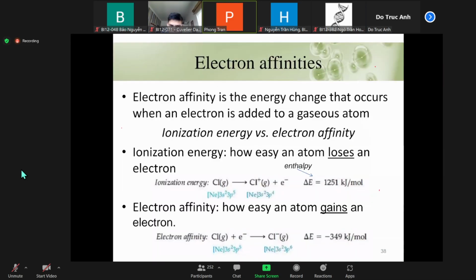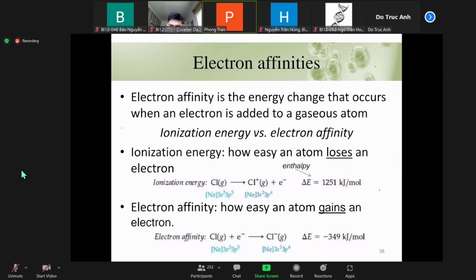Now, the last thing we talk about is the electron affinity. The electron affinity is the energy change that occurs when an electron is added to a gaseous atom. So you see that if you put the ionization energy and electron affinity, they are in opposite ways. Ionization energy is the energy that you put inside to remove an electron from the atom to become a gas ion. Here, electron affinity is the energy that will change when one electron is added to the atom to make an ion.